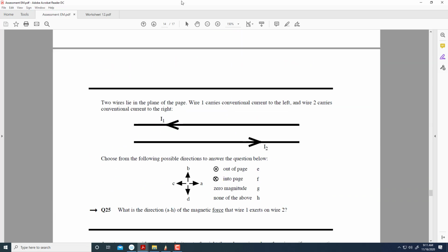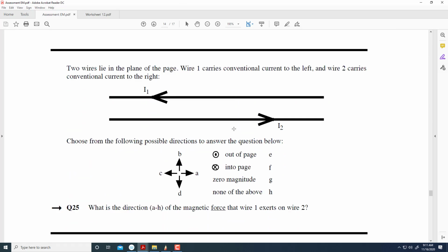So let's look at this question. We have two wires carrying current in the given directions. So the question is, what is the direction of the magnetic force that wire 1 exerts on wire 2? So what would be the direction of the force felt by this wire due to the magnetic field of that wire? Okay, so write your answer on your notebook.